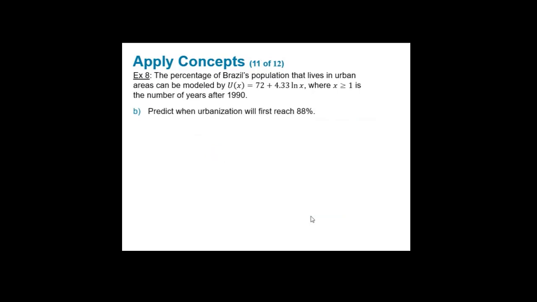So what if we wanted to predict when urbanization will first reach 88%? So again, my little notes on my equation might help. 88% is given. Well, this is the percent of the population. So that means I need to replace U of X with 88%. I need to solve for X.